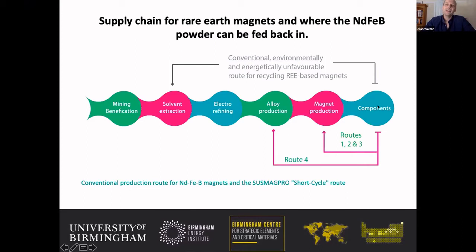Now, the conventional way of recycling a magnet, when it's done at all, is to pass it all the way back through solvent extraction to a chemical process. And the environmental burden of that's very high. So what we've been doing is, because we can strip it out very clean, we put it straight back into magnet manufacturing or into cast alloy production.